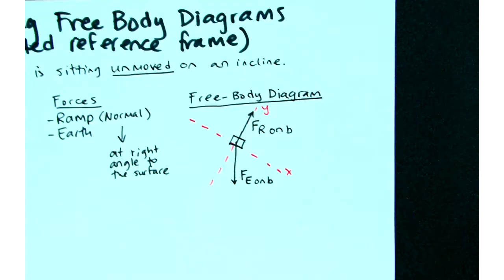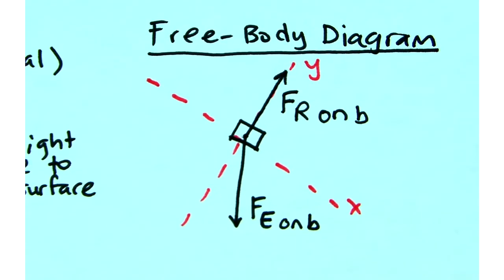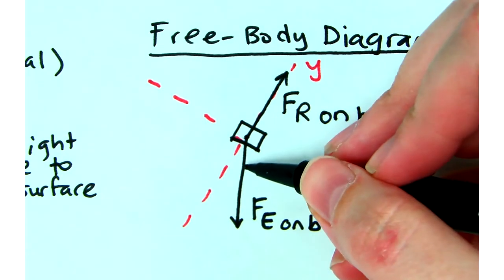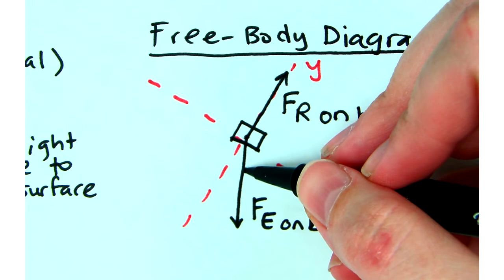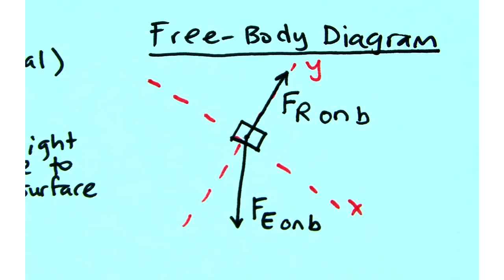So on my free body diagram, we can see that there is an angle that is not 90 degrees between this force vector. A vector is any quantity that has a direction and a magnitude. So this force vector and the y-axis. There's also an angle, a non-zero, non-90 degree angle between this force vector and the x-axis.